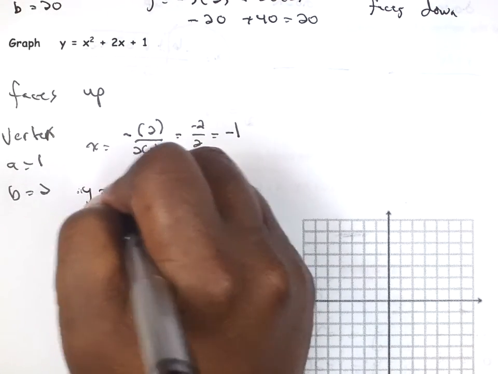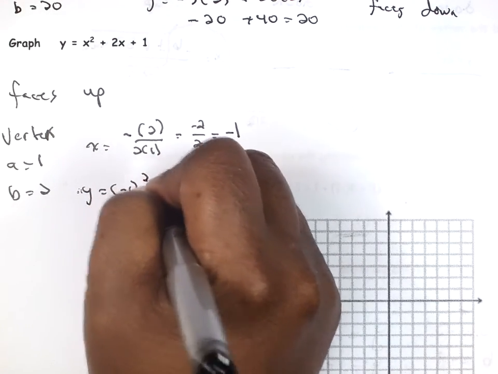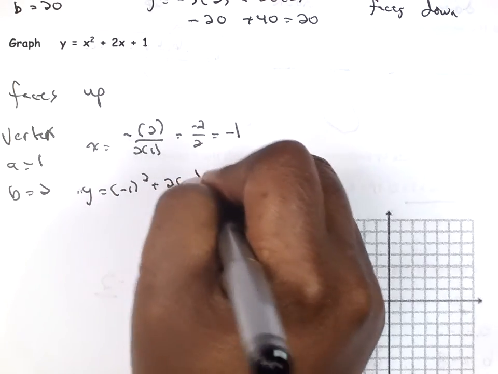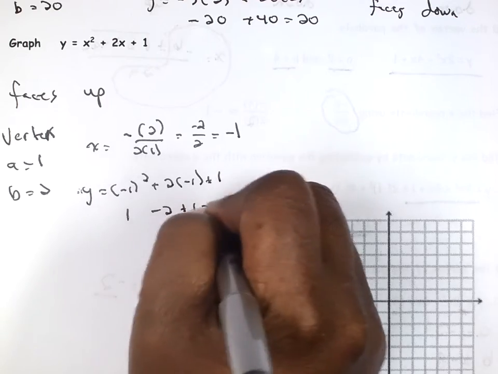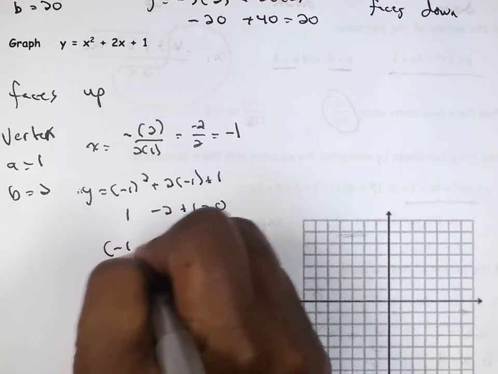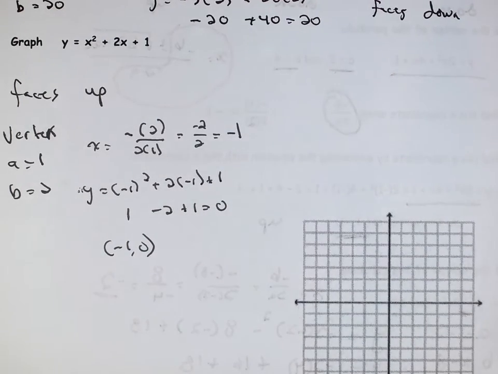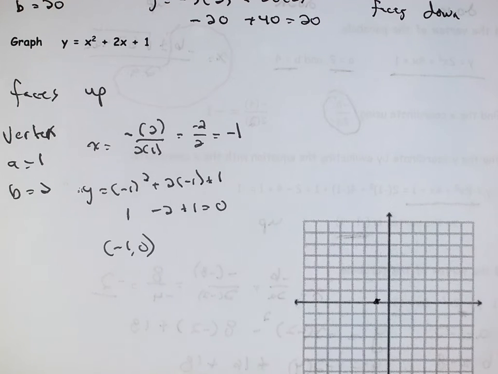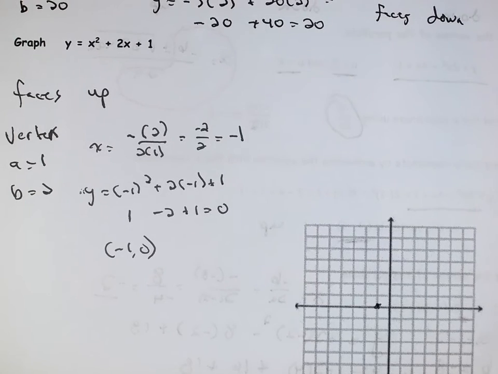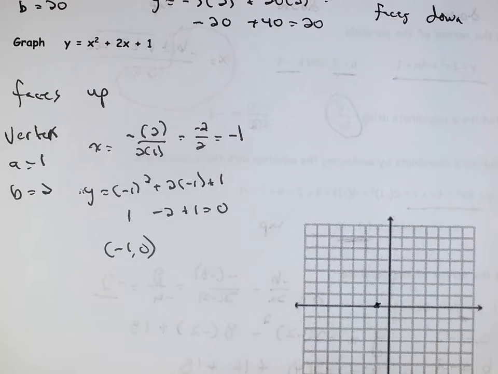The y is going to be negative 1 squared plus 2 times negative 1 plus 1. So that gives me 1 minus 2 plus 1, which is 0. So the vertex is negative 1, 0. And I know it faces up. I know the shape of a parabola, right? It's like that cup shape, but I need a couple more points. So what I'm going to do is find the y-intercept.